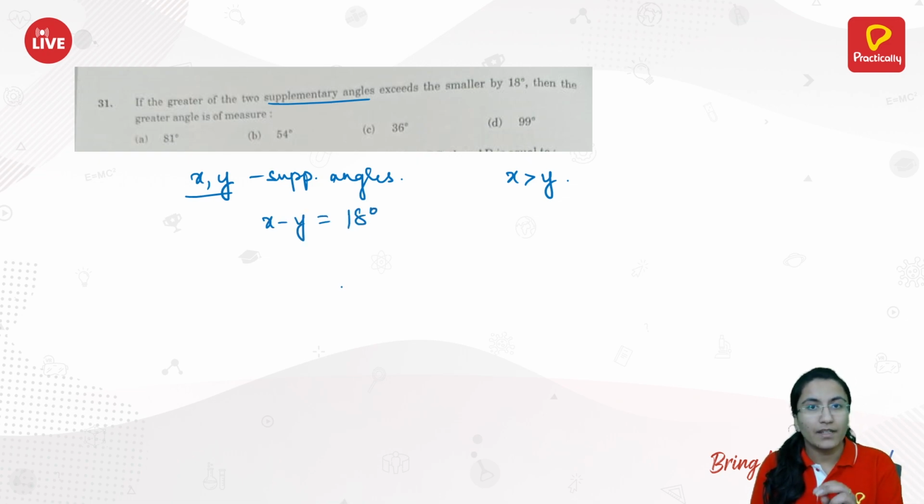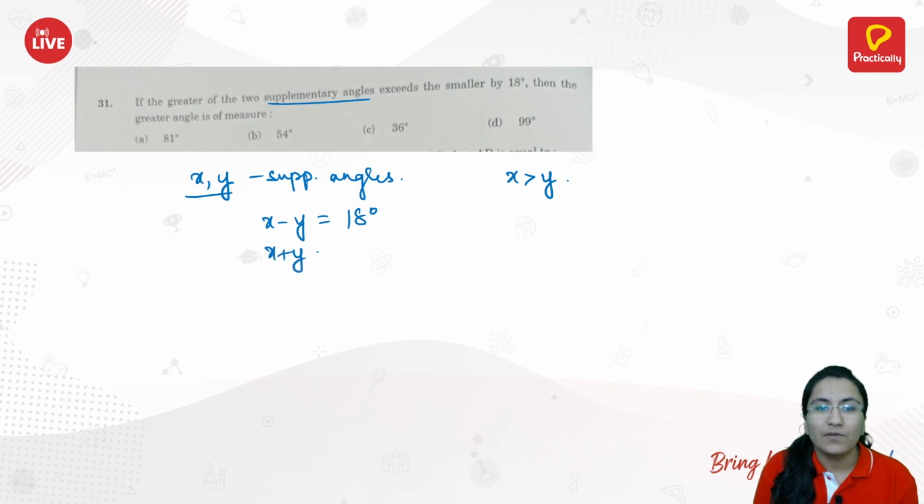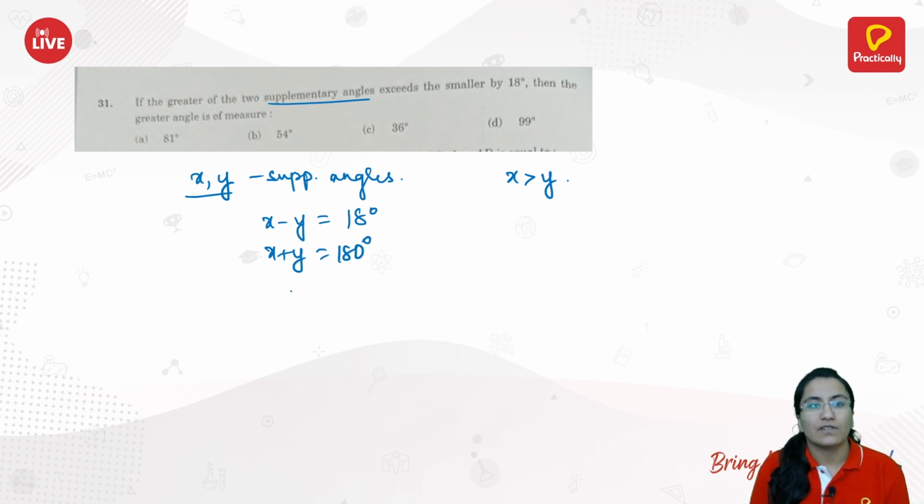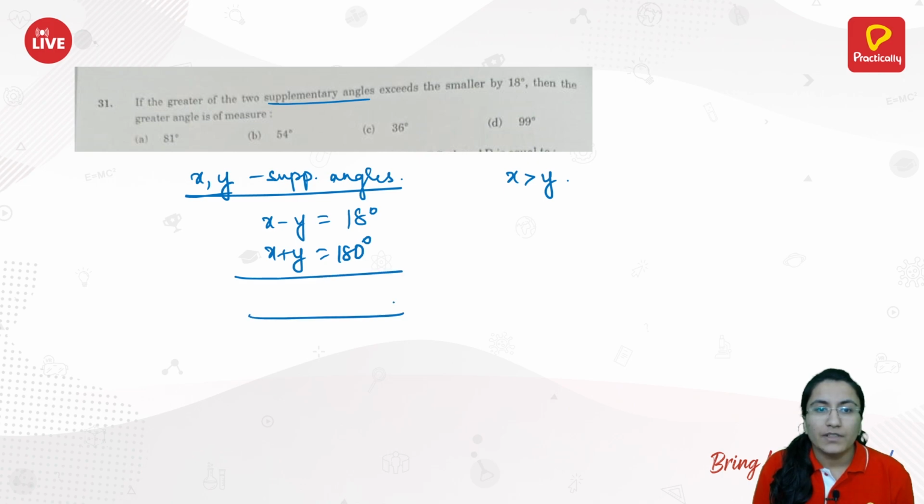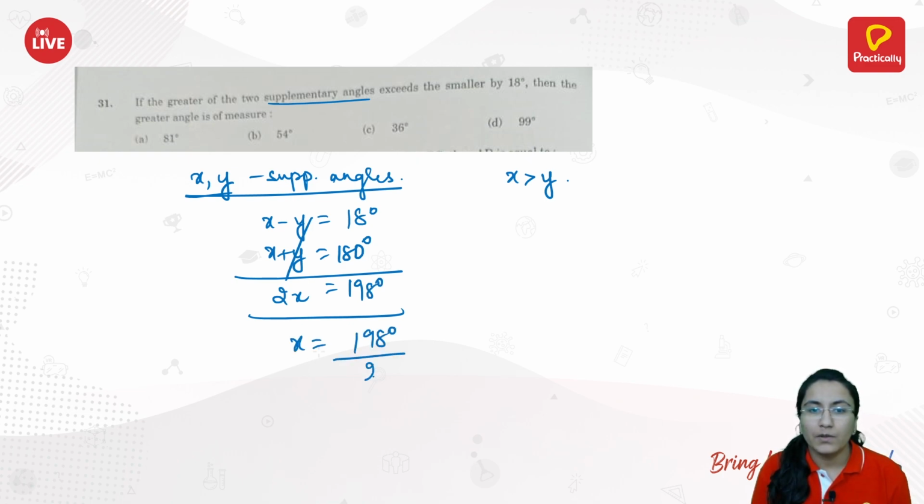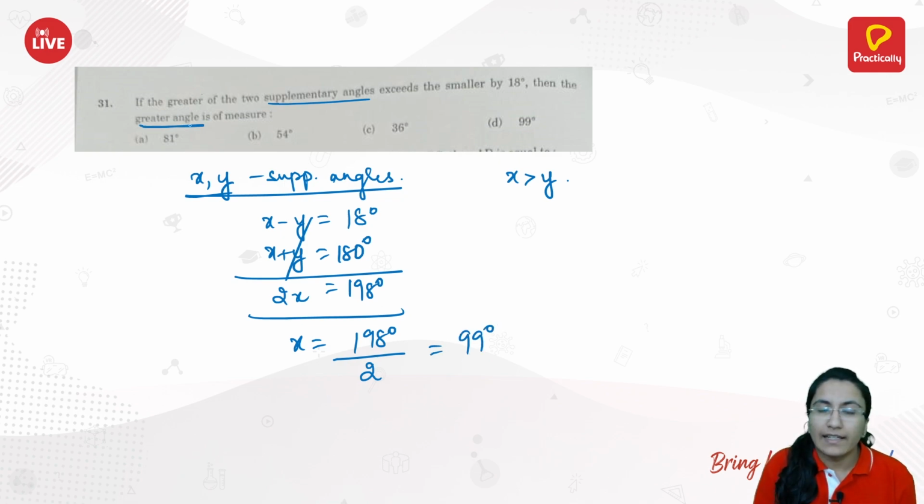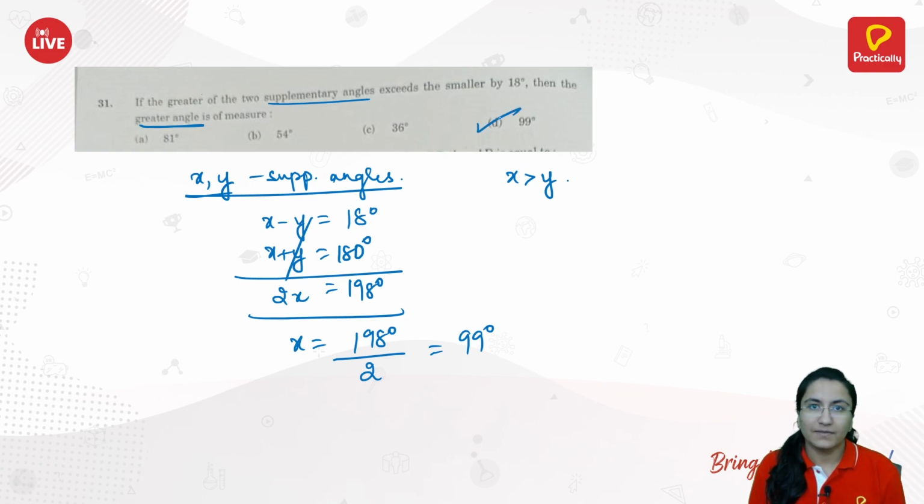We have two variables, so two equations must be formed, no? So x plus y is equal to 180 degrees, the second equation, because both the angles are supplementary angles. So if you add both the equations, you would get 2x, because y would be cancelled. You would get equal to 198 degrees. So that implies x is equal to 198 by 2, that is 99 degrees. We are supposed to find only the greater angle. So x is the greater angle, so x is 99 degrees. Okay, so option D is correct.